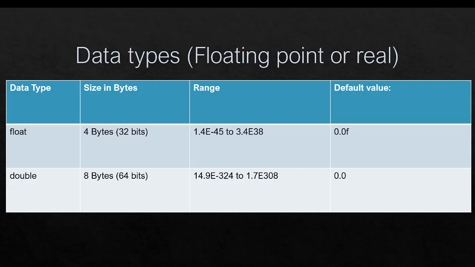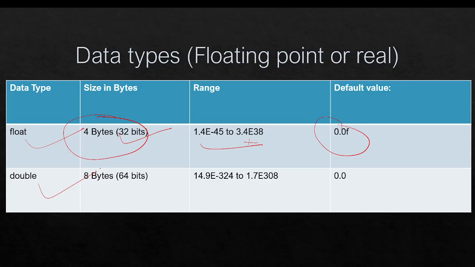We have two floating point data types, also called floating point or real: float and double. Float is of 4 bytes, 32 bits. Its range is 1.4 times 10 to the power minus 45 to 3.4 times 10 to the power plus 38. Its default value is 0.0f.